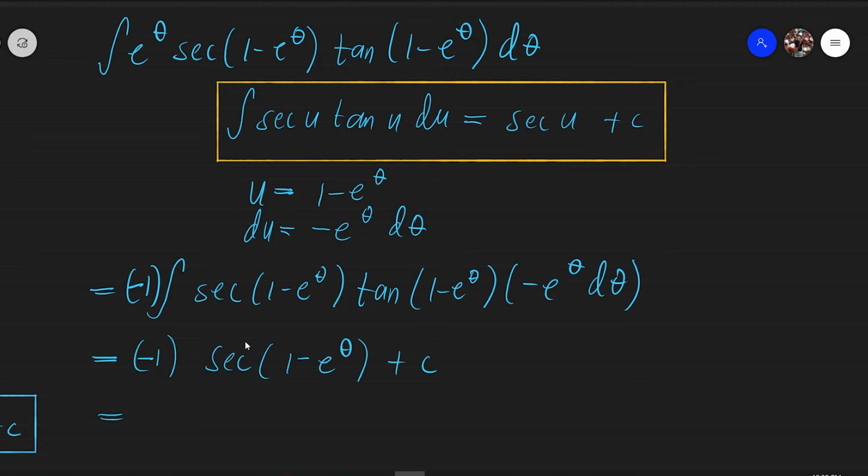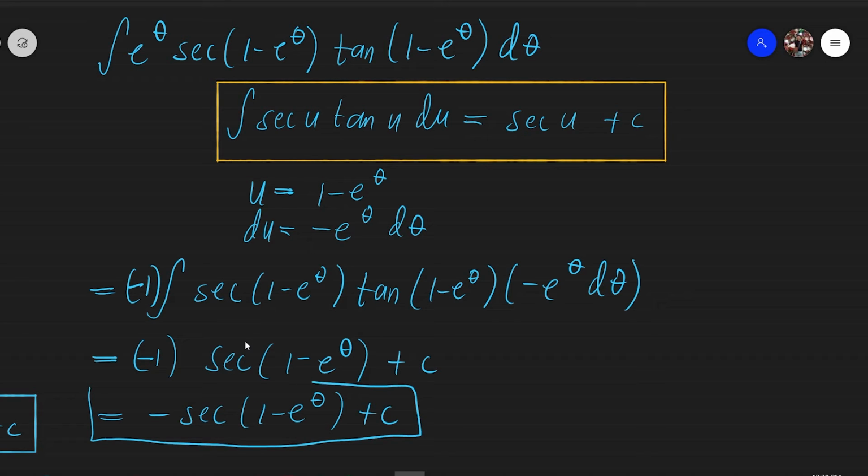Simplifying this further, this will be negative secant of 1 minus e raised to theta, plus c. So this is now your final answer. Your integral of e raised to theta secant of 1 minus e raised to theta tangent of 1 minus e raised to theta d theta is actually equal to the negative secant of 1 minus e raised to theta plus c.